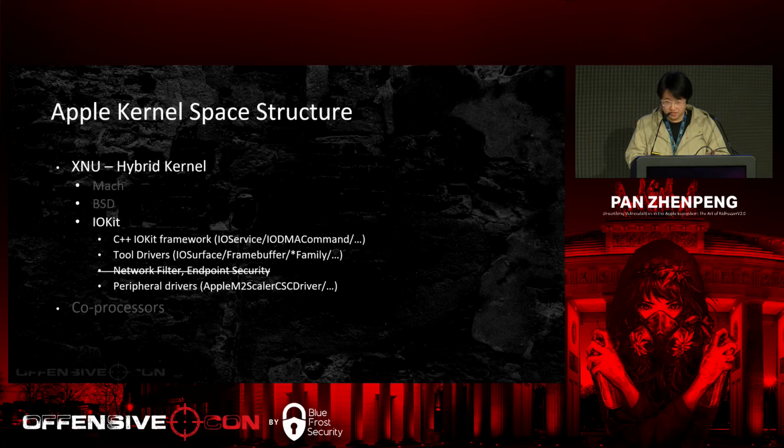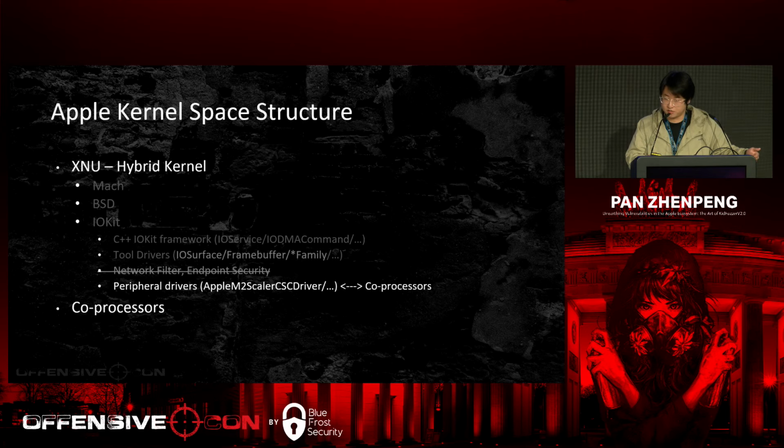And IOKit, I would say, is the messiest part of XNU, because if you look at in-the-wild exploits on Apple, about 70% of them exist in the IOKit part. It's a driver framework written in a subset of C++ and implements some core drivers like IOService and framebuffer, for GPU and family series. Network filter and endpoint security were actually part of IOKit, and they have already moved out of the kernel scope and now serve as system extensions in user space. There are also other drivers that communicate with peripherals, like the coprocessors, such as the Apple M2 Scaler CSC driver.